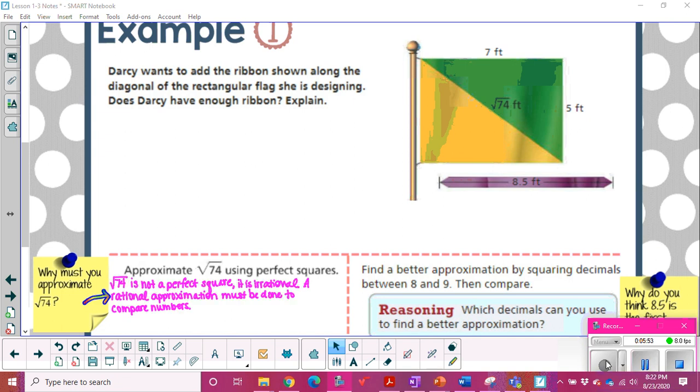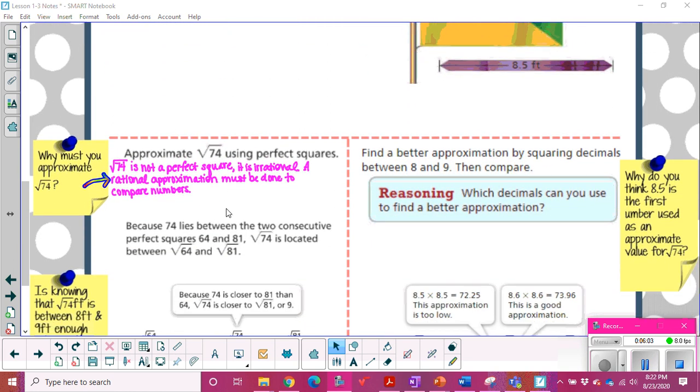Square root of 74 is not a perfect square. It's irrational. A rational approximation must be done in order to compare the numbers. Because 74 lies between the two consecutive perfect squares, 64 and 81, the square root of 74 is located between the square root of 64 and the square root of 81.